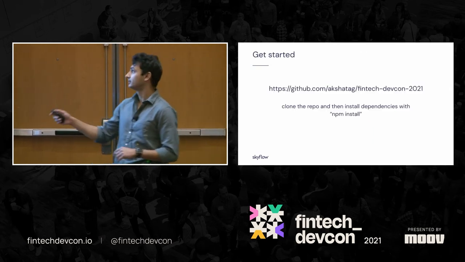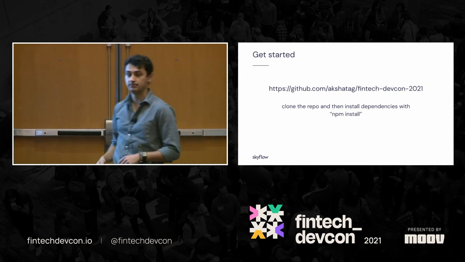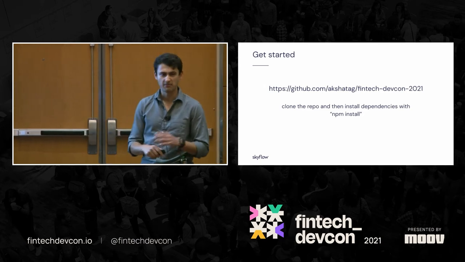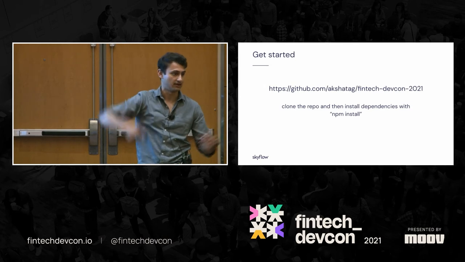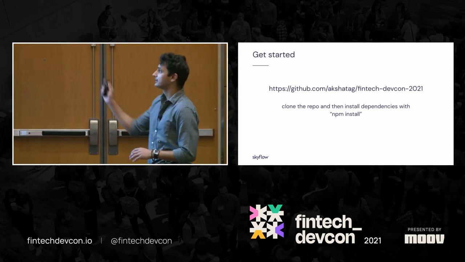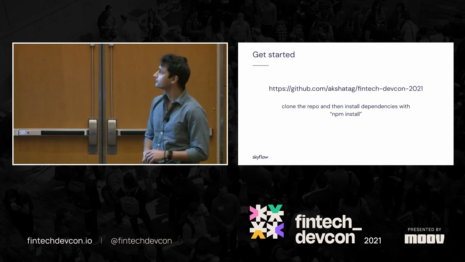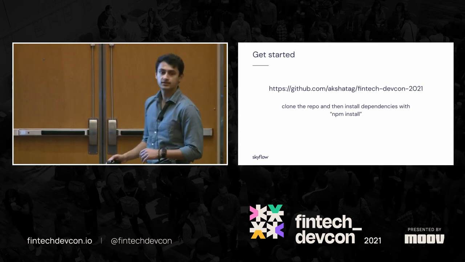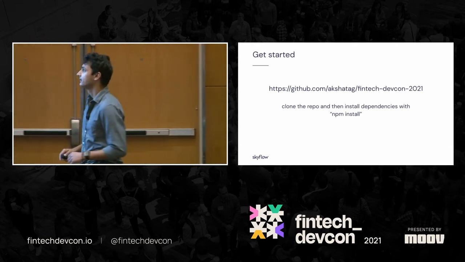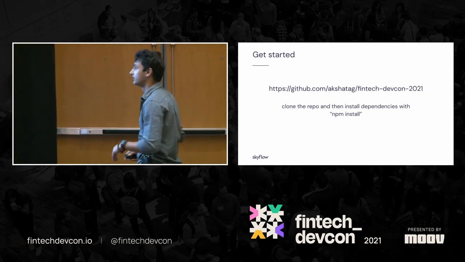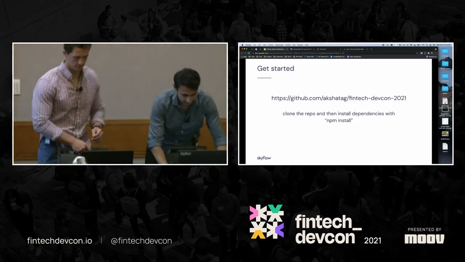If you want to follow along, go ahead and go to this GitHub link and download the repo. It's going to be a Node.js project, so if you're on a Mac, I think you should be good to go. If you need help, just raise your hand, and one of us will come over. But go ahead and clone this repo, then install the dependencies with npm install. And then you should be good to go. I'll give people a minute to do that. Raise your hand again if you need us to come over. Otherwise, let's take a few minutes to get that set up.